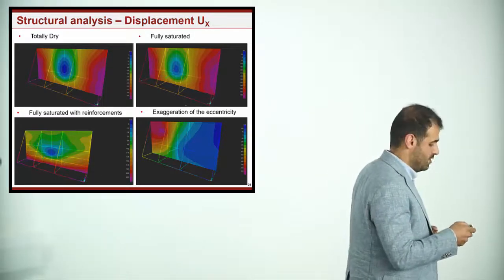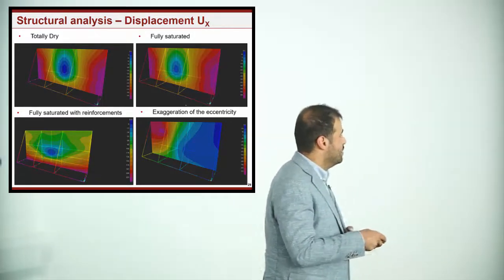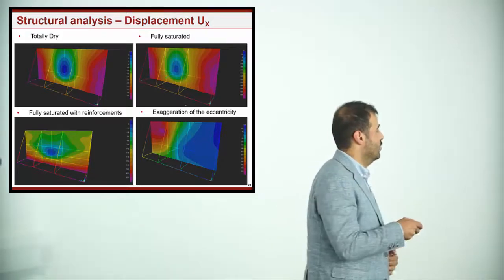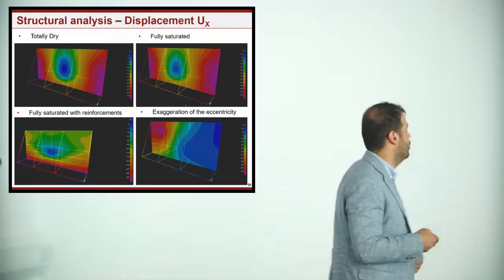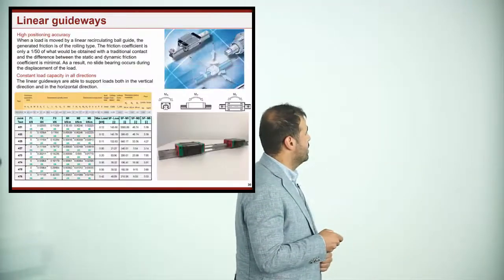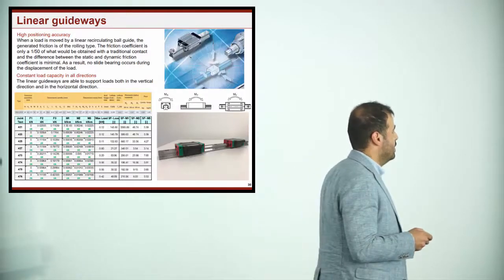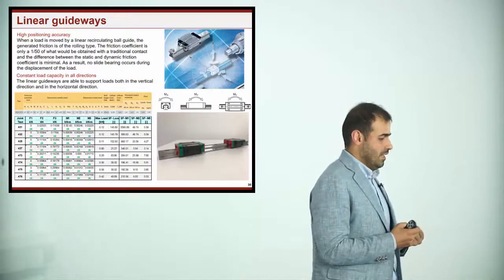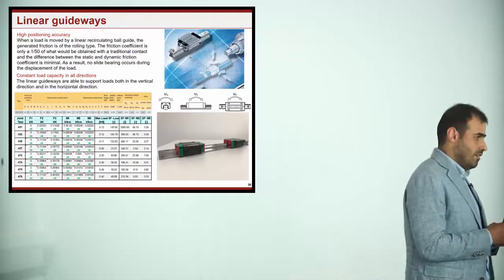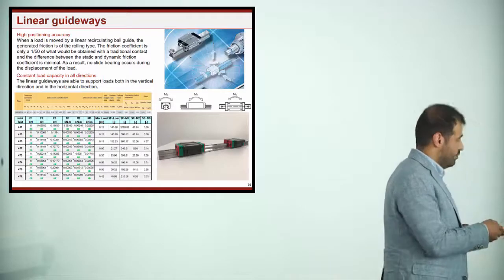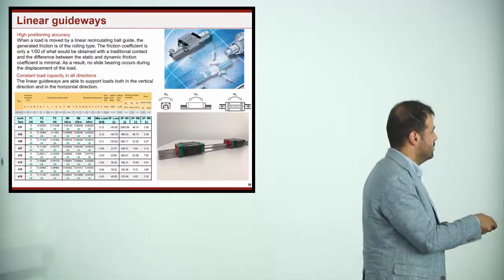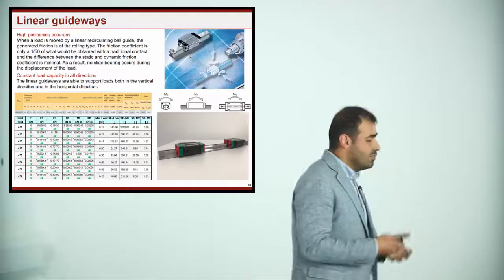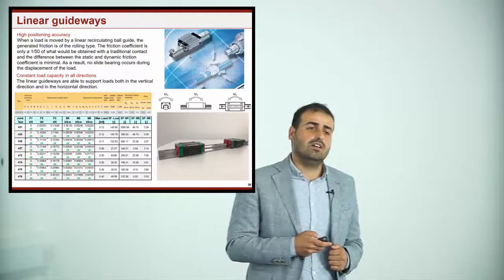Here we can see that there was a need to put some reinforcement on the two sides of the wall because the deformation was too high, and the bending moment and the shear strength at the base were helpful to design the linear guideways, a special tool that allows a very low friction between this tool and the rail part. In this way we can reduce the friction to the minimum possible.